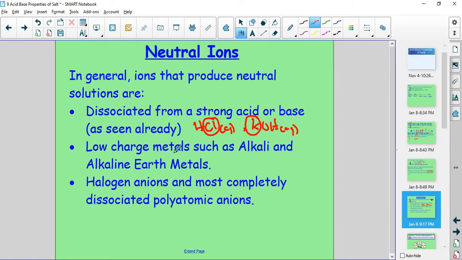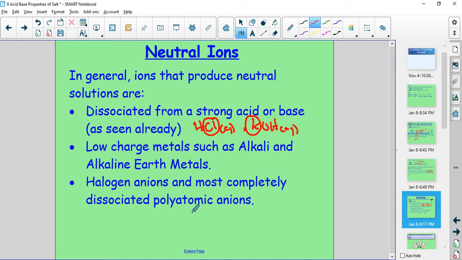Low charge metals such as alkali and alkaline earth metals, so your group 1 and group 2 elements in the periodic table, will not produce ions. And on the far right side of the periodic table, halogen anions are also neutral ions, so all of your chlorine, bromine, iodine, all that. Halogen anions and most completely dissociated polyatomic anions, from that list of polyatomics you had to learn back in grade 10 and grade 11, are also neutral anions.